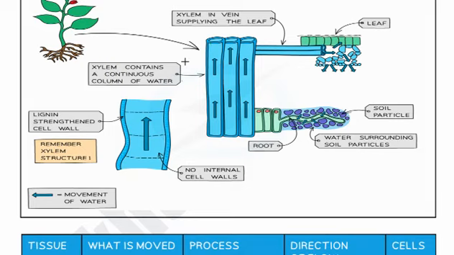Lignin basically strengthens the cell wall, and the cell wall provides support. It helps prevent the plant from bursting. It provides shape to the plant. So how does it provide shape or support to the plant? With the help of lignin deposition.